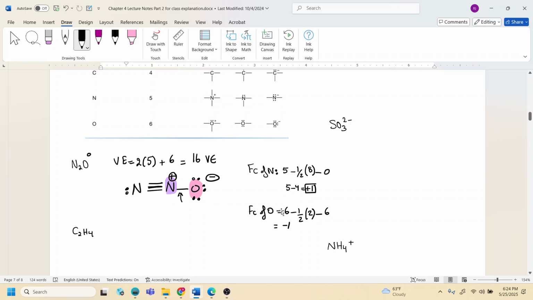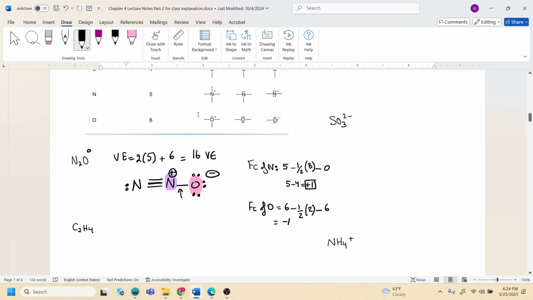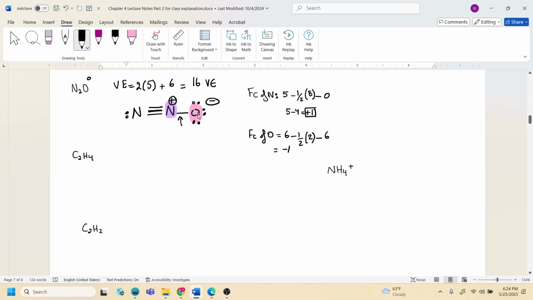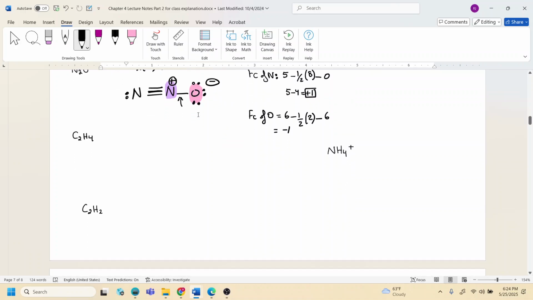So you either use the formula or you use the table, whichever one you use, it's fine. Just make sure that you know how to use both.